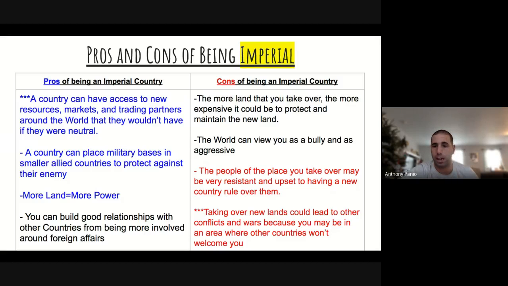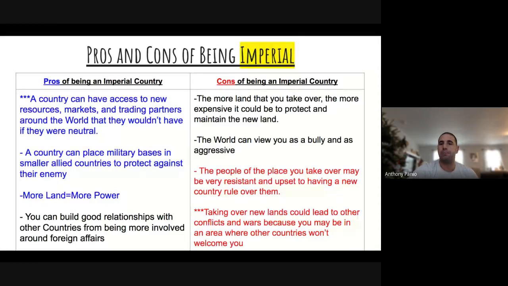A perfect example of this is from 7th grade, when we learned about democracy and the Revolutionary War. You would have hopefully noticed that Britain was an imperial country. They took over the colonies, and the colonists were very upset about this, and they went to war and fought for their independence because of this.